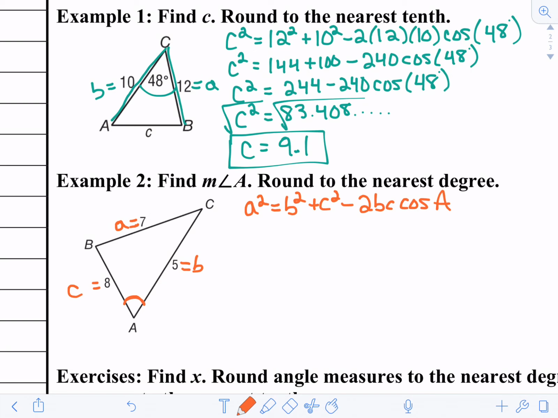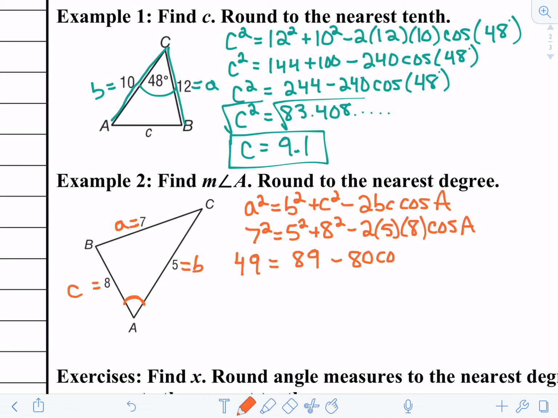So just a little bit of flipping and flopping, but now we're going to go ahead and plug everything in. So 7 squared is equal to, sorry, 5 squared plus 8 squared minus 2 times 5 times 8, and then cosine A, because I'm trying to figure out what the measure of angle A is. So we'll have 49 is equal to 5 squared plus 8 squared, 25 and 64 will give me 89. 2 times 5 is 10, 10 times 8 is 80, so minus 80 cosine A.